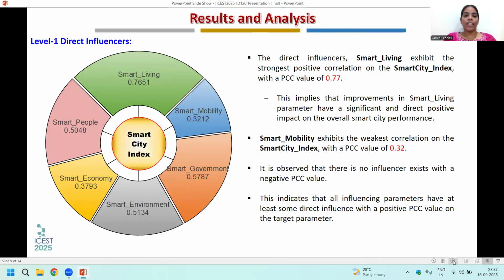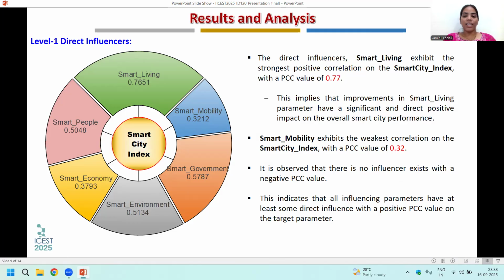And this is the level 1 direct influences, where among each direct influence, smart living exhibits the strongest positive correlation on the smart index with a value of 0.77. This implies that improvements in the smart living parameter have a significant, direct positive impact on the overall smart city performance.